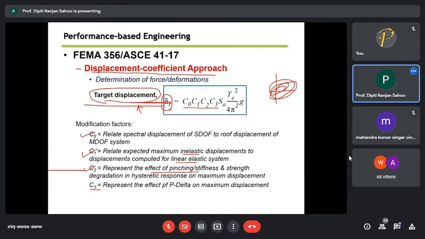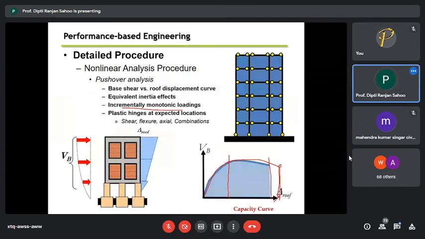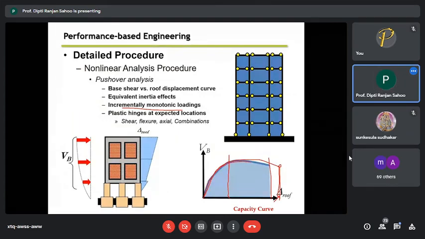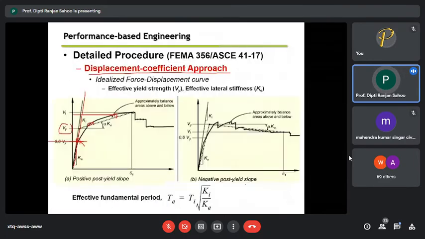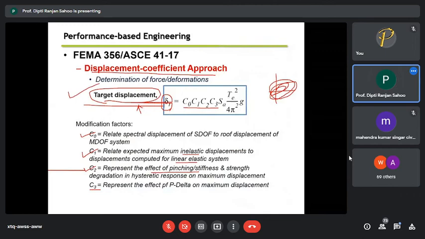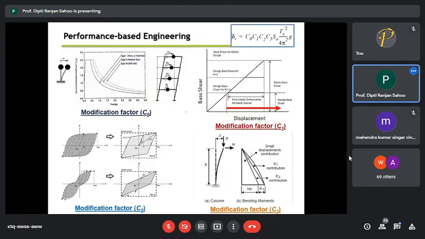Now, if this target displacement is 20 mm and your base pushover curve gives a maximum displacement of 15 mm, that means you didn't reach the target displacement, so you have to revise the design. That doesn't satisfy the requirement of the performance based design. Okay, so this is the concept.